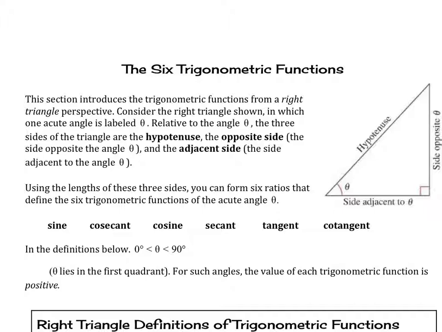Consider the right triangle shown in which one acute angle is labeled theta. Relative to the angle theta, the 3 sides of the triangle are the hypotenuse, the opposite side, and the side adjacent to the angle theta. So using the lengths of these 3 sides, you can form 6 ratios that define the 6 trig functions of the acute angle theta. So we're looking at theta, which is between 0 and 90 degrees.